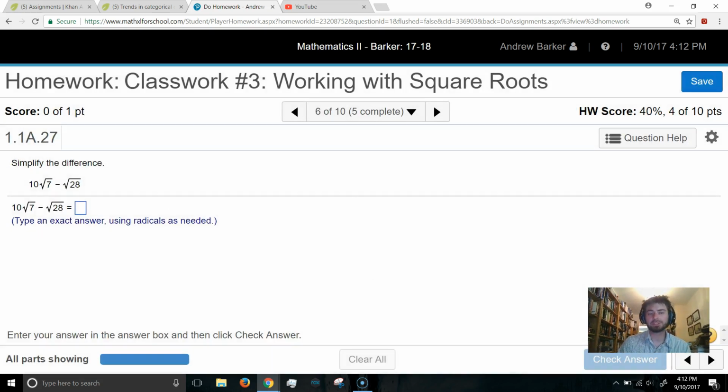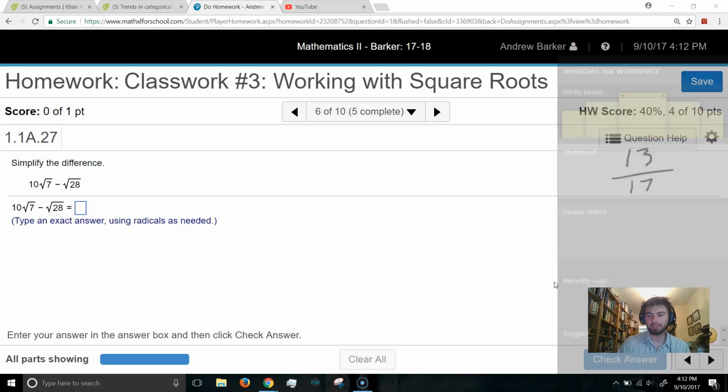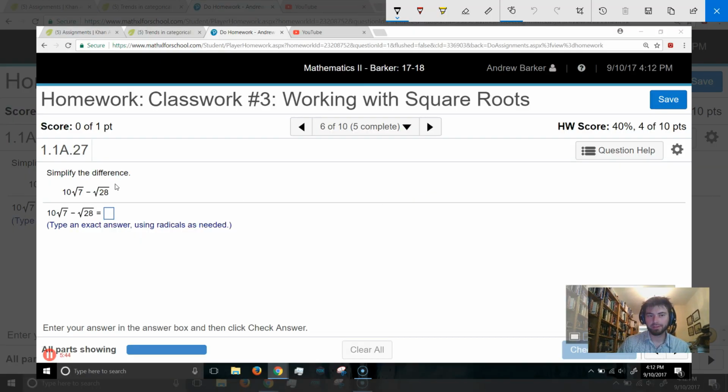This one's a little trickier because we can't solve it the way it's written. The 10 square root 7 is already simplified, but this square root of 28 is not. So square root of 28 is like 4 times 7. And this 4 is a perfect square. So that 4 will square root to a 2, and the 7 will stay behind.